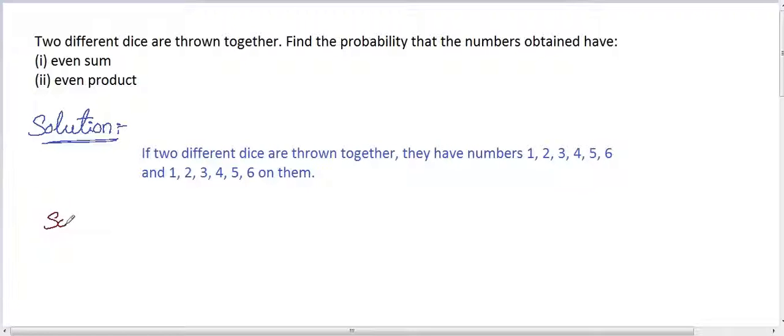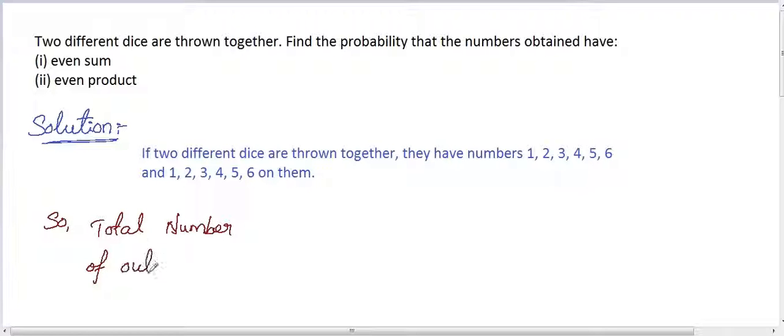So before that, two dice are given, so we need to throw two dice together. One die has six numbers, so two dice means 1 to 6 and 1 to 6. So we'll get the numbers like this: 1 2 3 4 5 6, and in the second dice also we have 1 2 3 4 5 6. So if we throw them together, we need to write down the total number of outcomes.